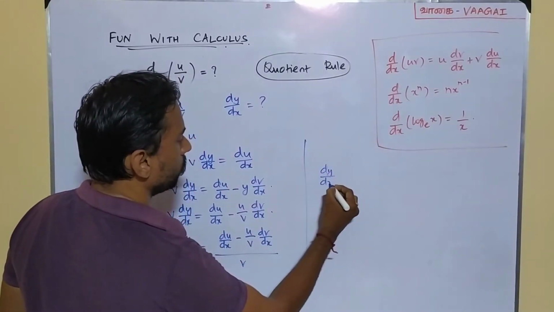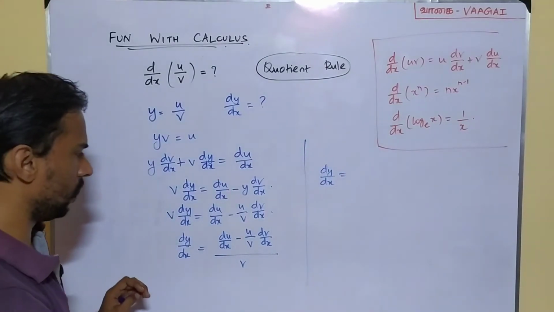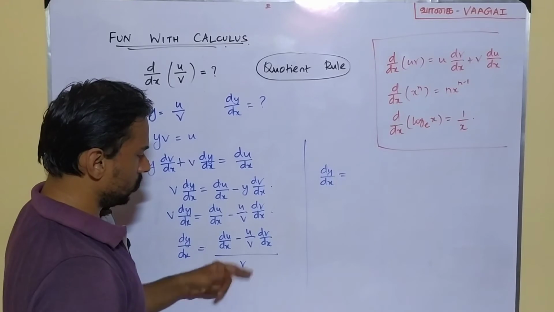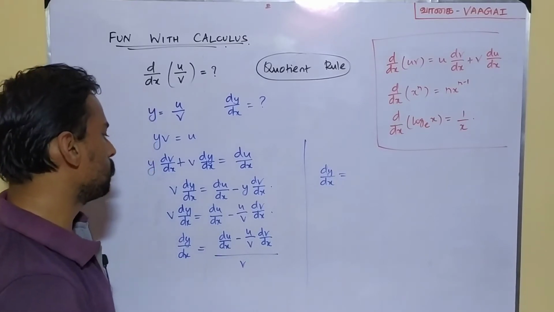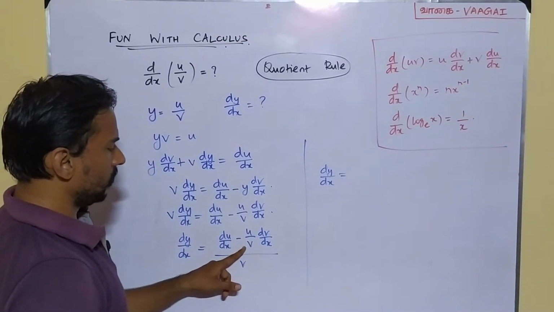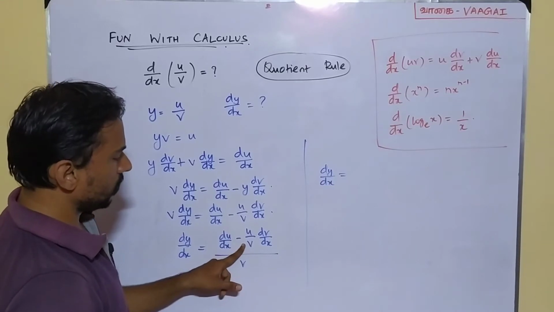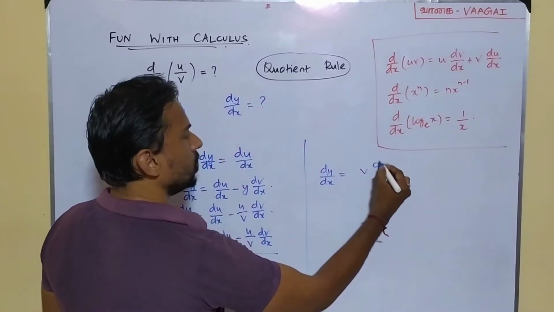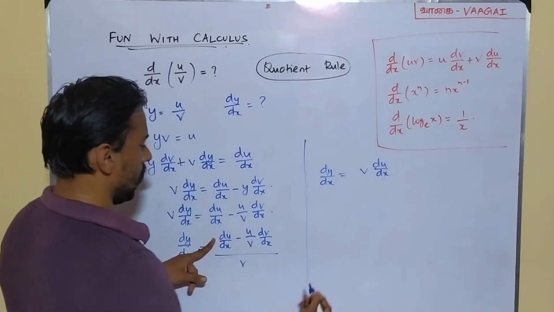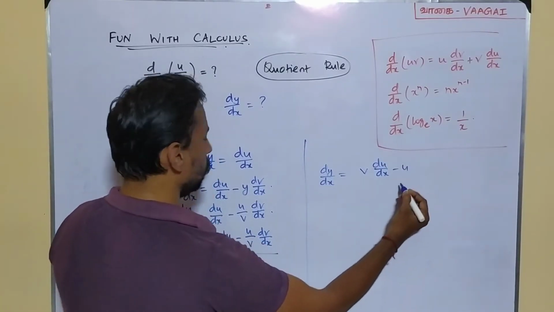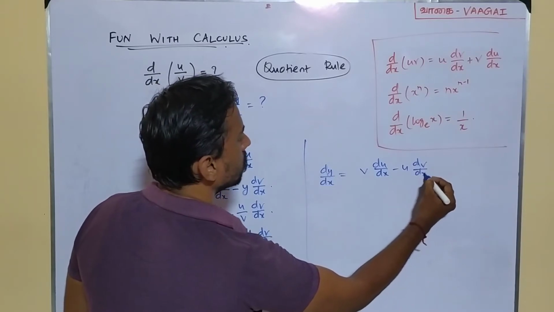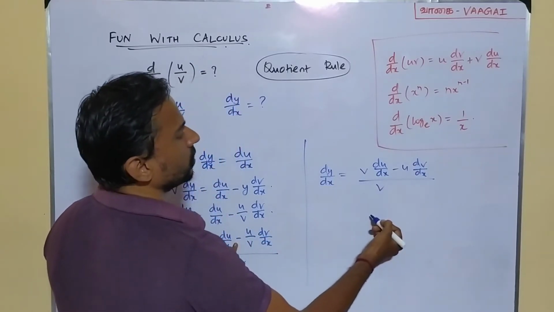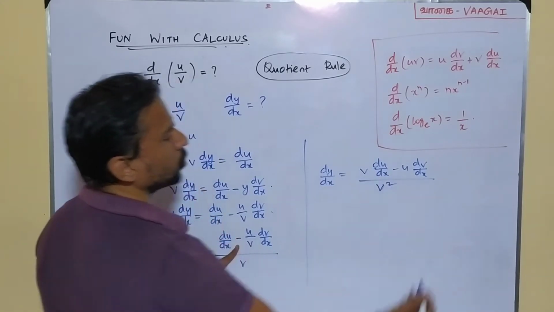So let me continue on the right hand side, so that I'll have dy by dx is equal to, I'll take this v to the other side. v, I can take it as an LCM, right? So if I take an LCM, you will have v into du by dx minus u into dv by dx, this entire thing divided by v, and again divided by v. So v into v will now become v square.